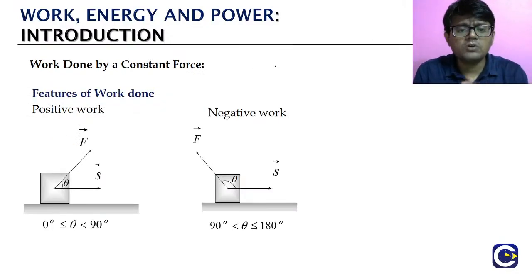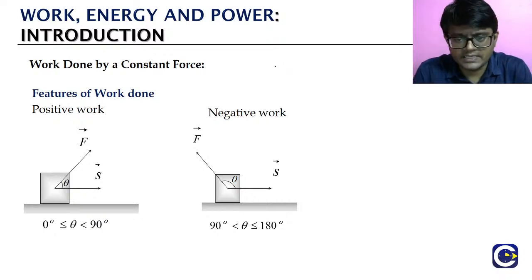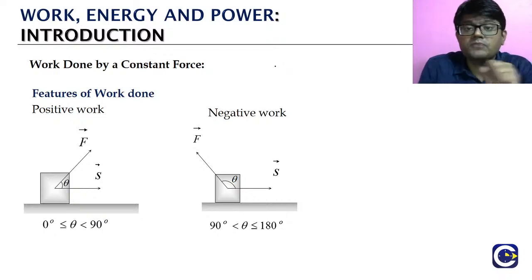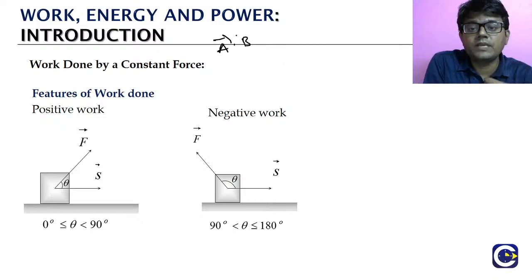Now when we talk about the features of the work done, features of the work done means we are trying to understand what will be the characteristics of the work done. See, when you look at dot product of two vectors, remember in the discussion about the dot products we have learnt about it.